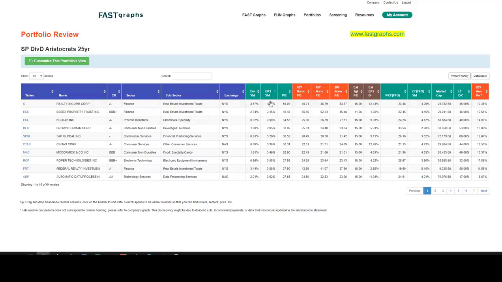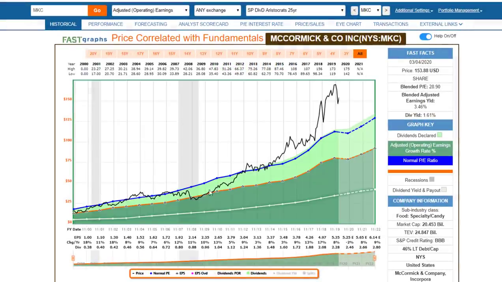Now, Realty Income is a REIT, so when you're looking at Realty Income, you would look at price to cash flow. But here's your Ecolab trading at this very high PE. There's your S&P Global trading at a very high PE. Here would be McCormick, which is the spice company. Let's take a quick look at that, because this is a Dividend Aristocrat, and you'll see that the valuation of this stock has gotten really high.